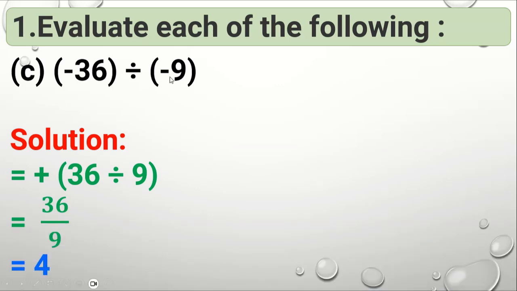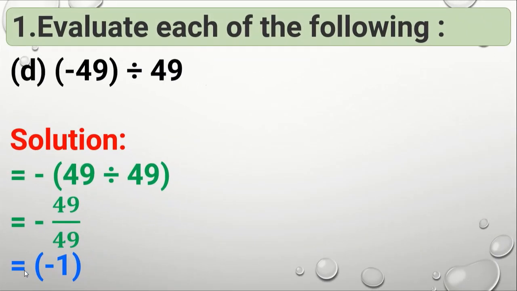Next, minus 36 divided by minus 9. This is minus and this is also minus, so it will become plus. So 36 divided by 9, that is 36 upon 9. It is 9 ones are 9 and 9 fours are 36. So our answer is 4. Next, minus 49 divided by 49. So we will take minus as common. So 49 divided by 49, that is 49 upon 49. We can cut it because 49 ones are 49. So our answer will be minus 1.